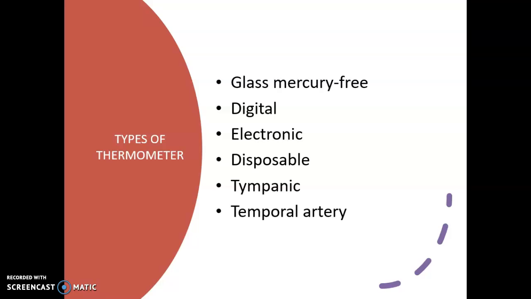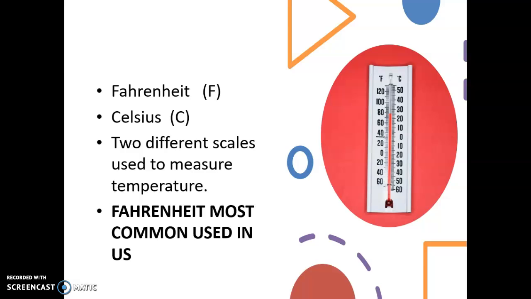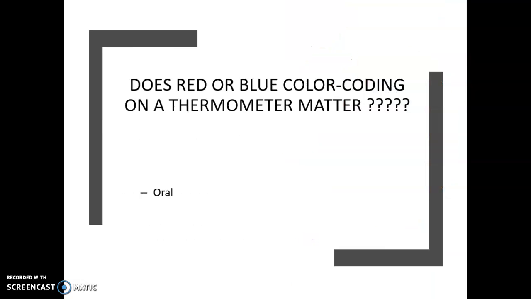There are different types of thermometers. There's a glass mercury thermometer, a digital, electronic, disposable, tympanic, and temporal. And now I see they have the laser one that you just shoot at their head too. I guess that's reading your temporal artery though. It can be written in two different scales, Fahrenheit or Celsius. The United States still uses Fahrenheit for everything, but a lot of thermometers will have both. Does red or blue color coding on a thermometer matter? The answer is yes. Red means rectal and blue means oral, so you need to pay attention to the probe color.